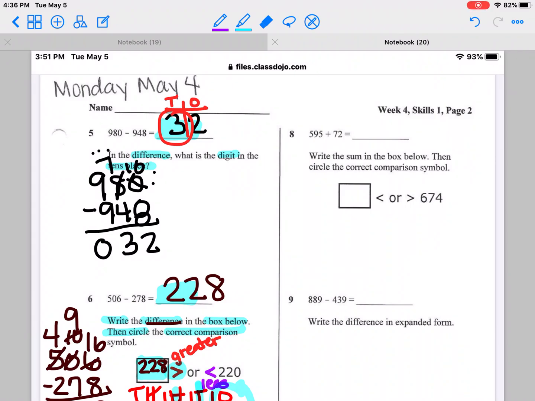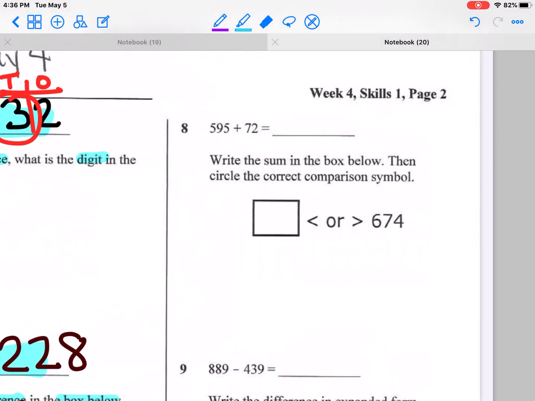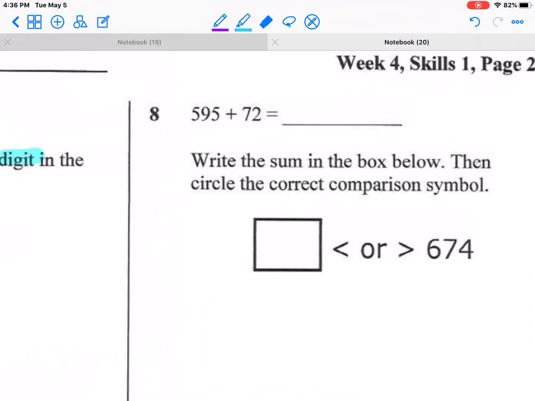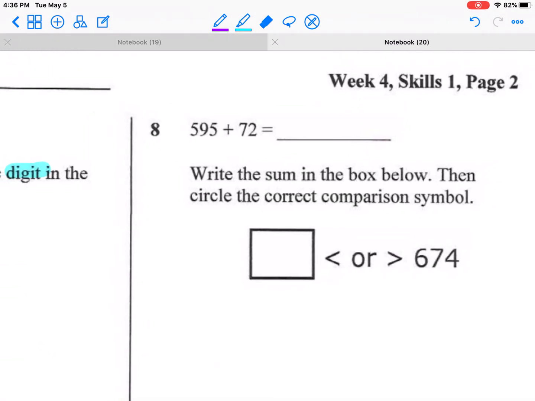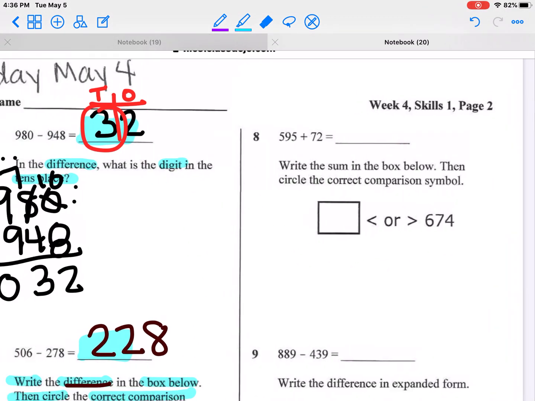And let's continue with our week 4 skills 1, page 2. Number 8, 595 plus 72. Write the sum in the box below. Then circle the correct comparison symbol. First, I have to find the sum, which means I add. Then I write the sum in the box below, and then I circle the correct comparison.